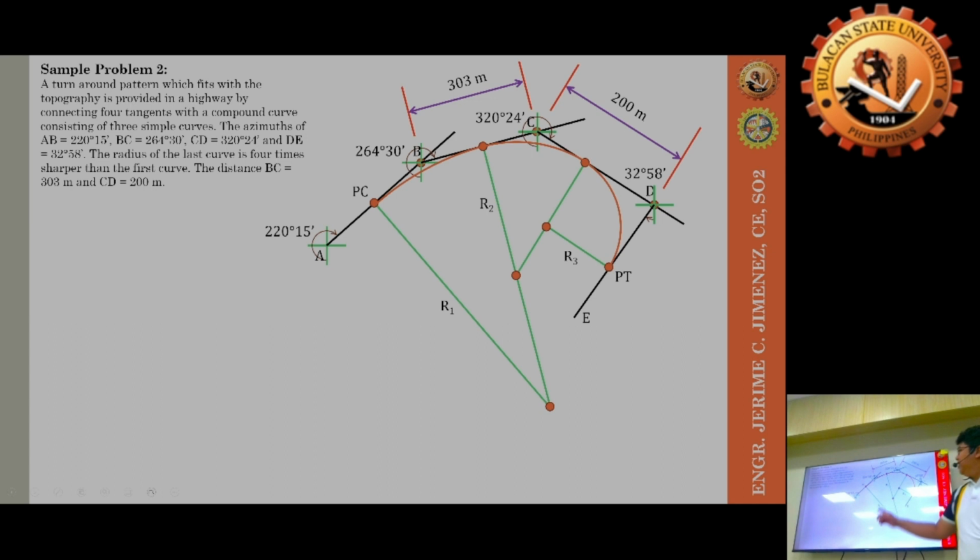So, ano mapapansin niyo within BC and CD? Anong length yan? Analyze niyo. Anong tangent? Anong T2 and T3? Yung capital T or the common tangent. So, ito yung common tangent yung T1 and T2. Ito rin common tangent yung T2 and T3. Okay. So, given yung common tangents niya.